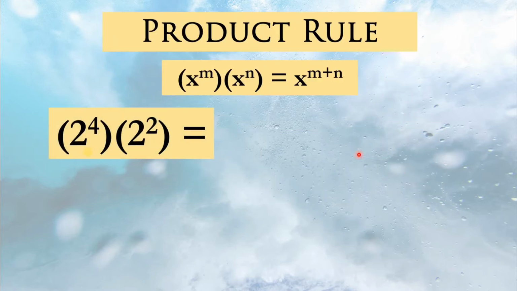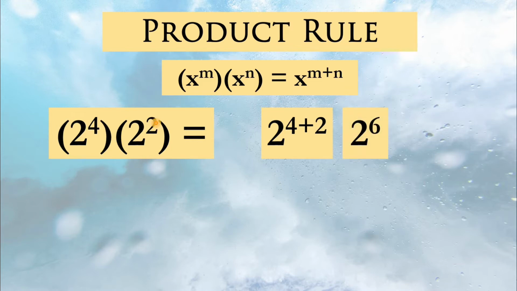One, we have 2 raised to 4 times 2 raised to 2. Same base, so we copy the base and add the exponents. So copy the base, 2, and then add the exponents. 4 plus 2 is 6, so we have 2 raised to 6. And if you evaluate 2 times 2 times 2 times 2 times 2 times 2, we have 64. Okay, so let's go to the second one.